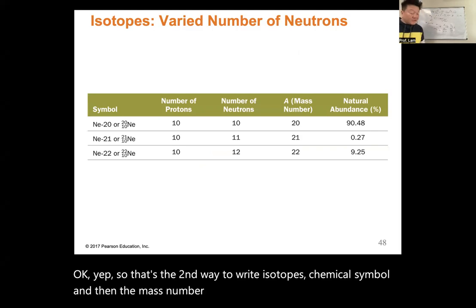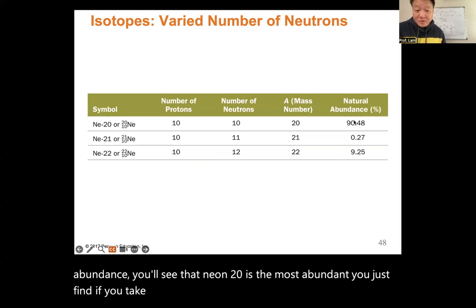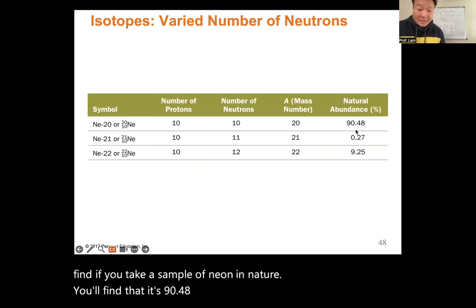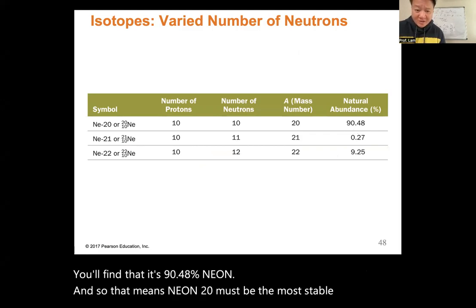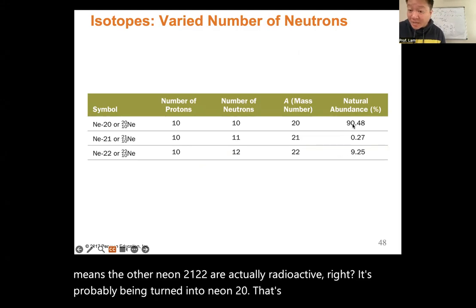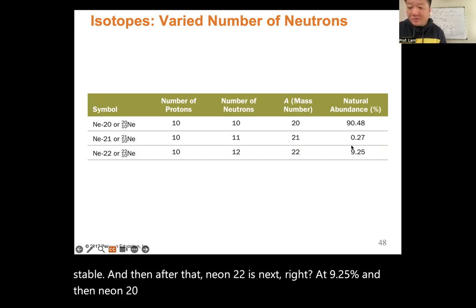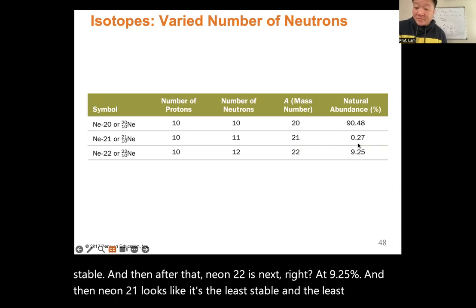Okay, so now if you look at the natural abundance, you'll see that neon-20 is the most abundant. If you take a sample of neon in nature, you'll find that it's 90.48% neon-20. And so that means neon-20 must be the most stable, right? It means the other neon-21, 22 are actually radioactive, right? It's probably being turned into neon-20. That's neon-20. It's the most stable. And then after that, neon-22 is next, right? At 9.25%. And then neon-21 looks like it's the least stable and the least abundant, 0.27%. Okay.